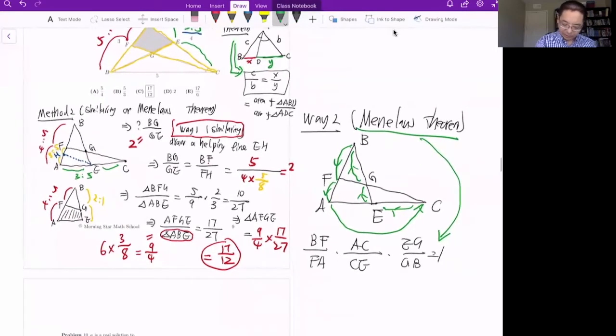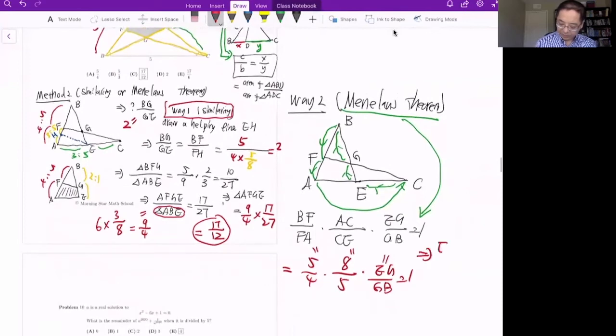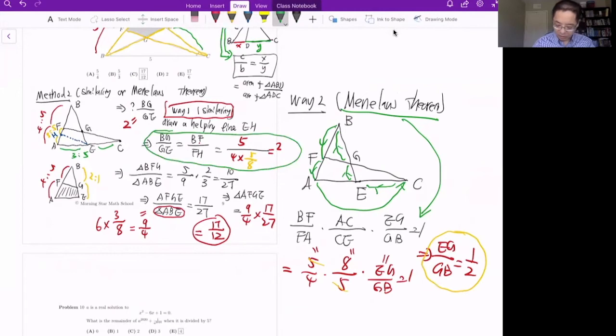Now by that, I just plug in the numbers. The first one is 5 over 4, then AC over CE is 8 over 5. And then EG over GB is what we want, and the product equals 1. So from here we get EG over GB equals 1/2, because the 5 cancels with 5, and 8 cancels with 4. So basically we get the same ratio. EG over GB is 1/2, which is the same as BG over GE equals 2.